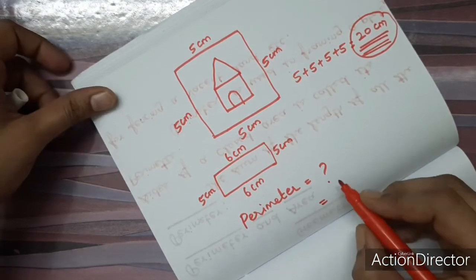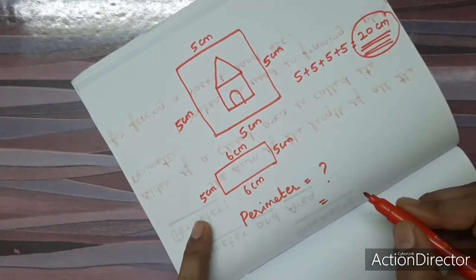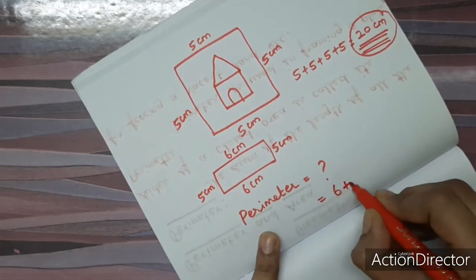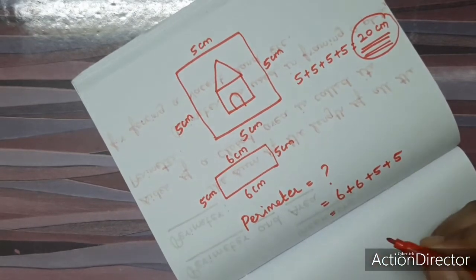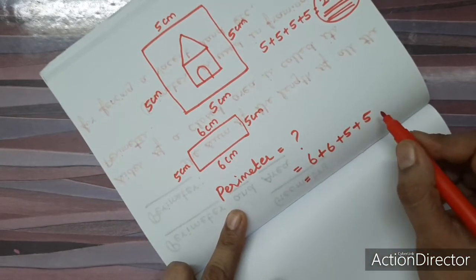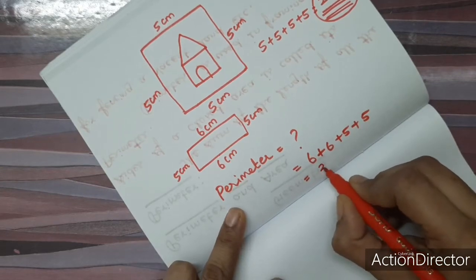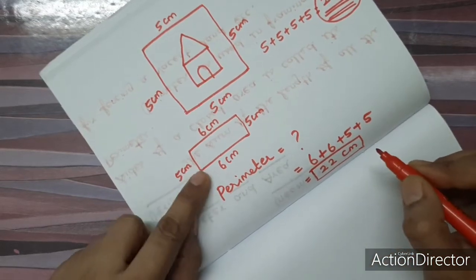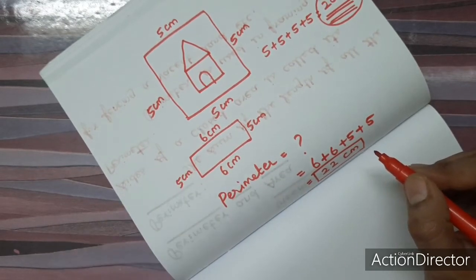So for finding the perimeter, this is 6 cm, this is 6 cm, 5 cm, 5 cm. I am going to add all the four sides. So 6 plus 6 plus 5 plus 5. 6 plus 6 is 12, 5 plus 5 is 10, 12 plus 10 is 22 centimeters. So 22 centimeters is the perimeter of this closed figure.